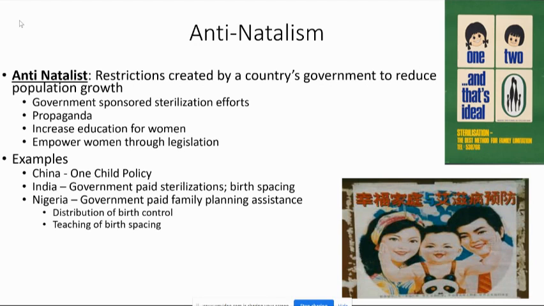So, instead of just having babies year after year after year, with birth spacing, you're saying, okay, have a baby and then wait like 3 or 4 years, and that will cut down the number of productive years a woman has, and hopefully fewer babies will be born. And then you can see that in Nigeria, the government has started to pay for family planning assistance, where they're distributing birth control, they're teaching birth spacing, they're paying, I think, for sterilizations to some degree. And so that's helping a little bit. All right. So again, that's antinatalism. You guys will be watching the China one child policy video shortly.